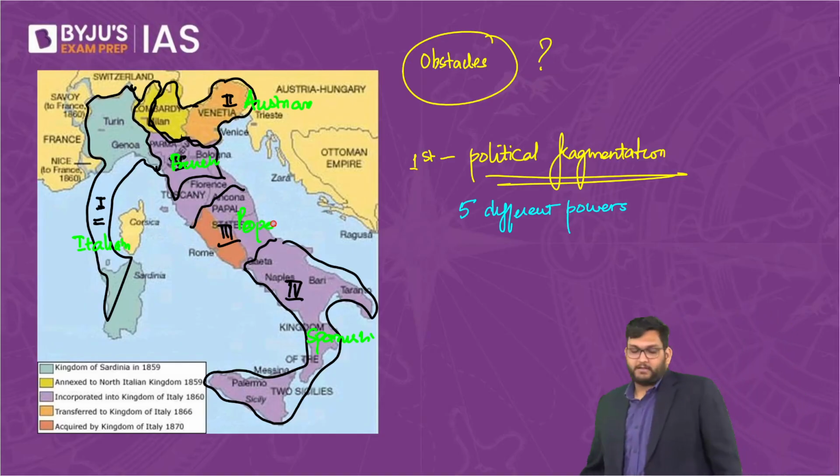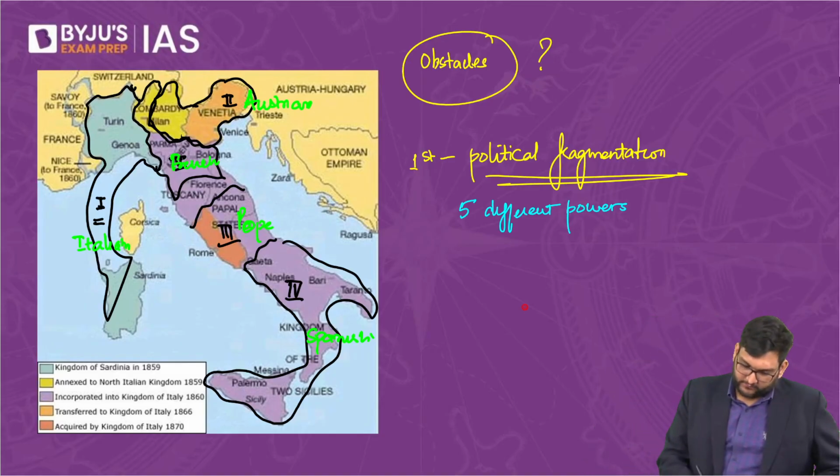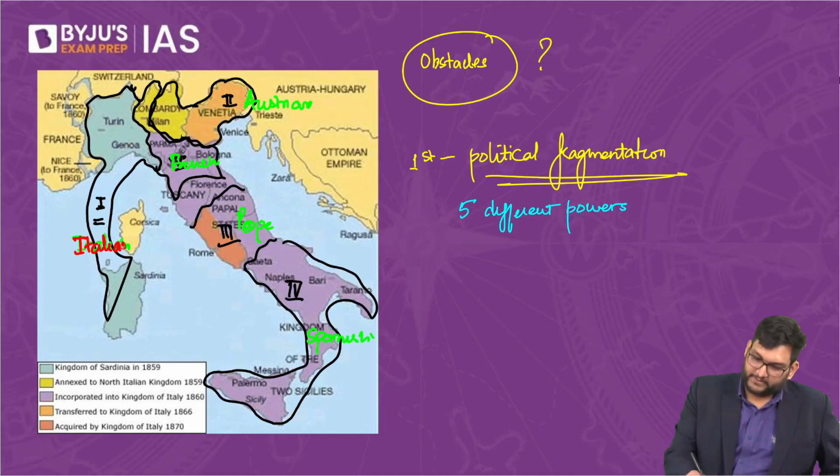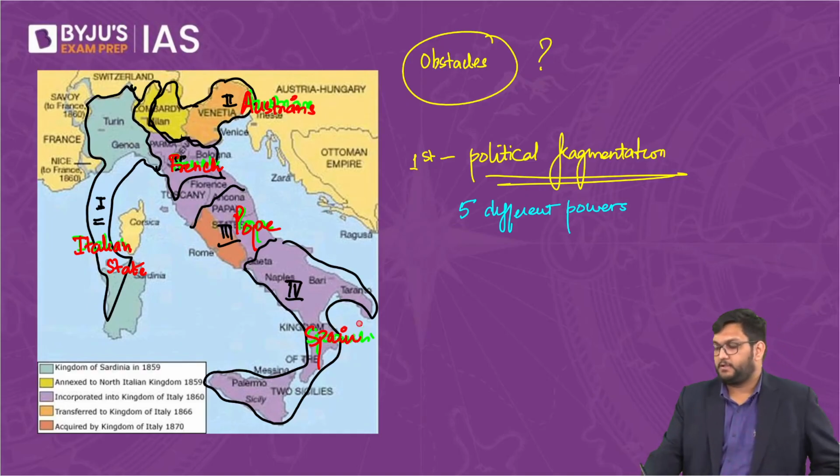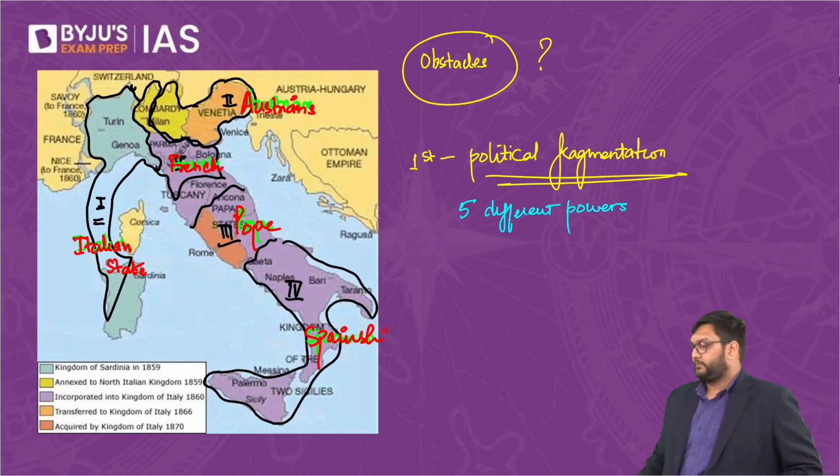Okay, I'll use a different color. This is not visible. Italian state. Some parts are with the French. Some parts are with the Austrians. Some parts with the Pope. And most of southern Italy under the Spanish.